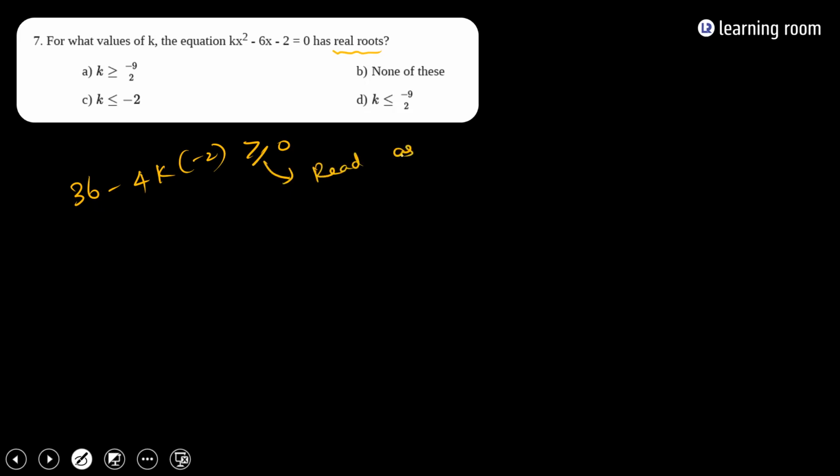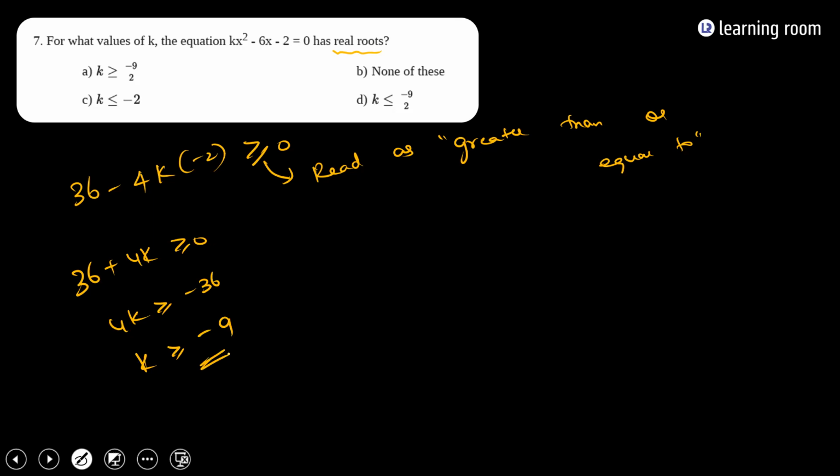So how do you read it? Read as greater than or equal to. This is how you read it. Okay. So 36 plus 4k is greater than or equal to 0. So 4k is greater than or equal to minus 36. So k is greater than or equal to minus 9. That's the option. 36 plus 4k, isn't it 8k, sir? 8k, sorry. 8k, then k should be greater than or equal to minus 9 by 2. So answer is A.